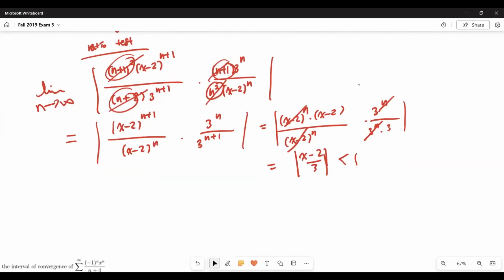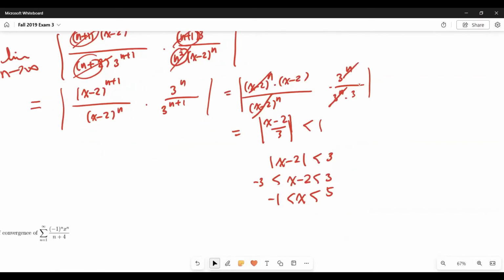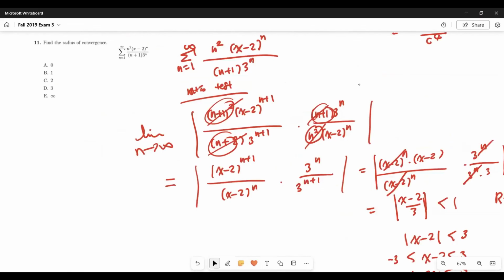Okay, we have that. So this will be |x - 2| less than 3. So x - 2 is between 3 and -3. Add 2 to all sides, so this becomes -1 to 5. If it's just asking for the range, you can just say that, but it's asking the radius of convergence, so it's the end point minus the start point divided by 2. This will be 6 over 2, which is equal to 3. So the correct answer is C.